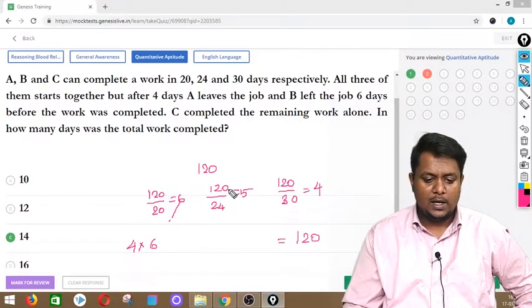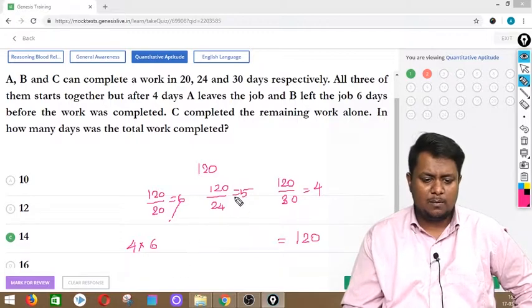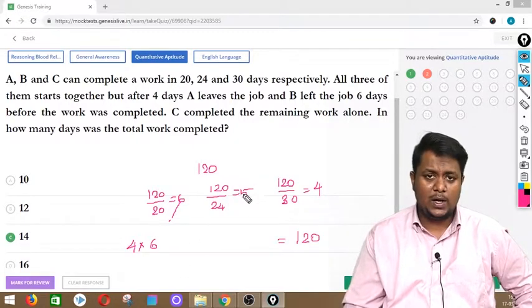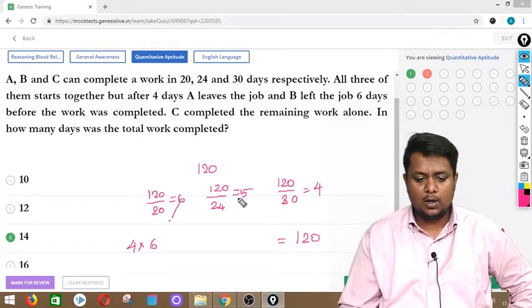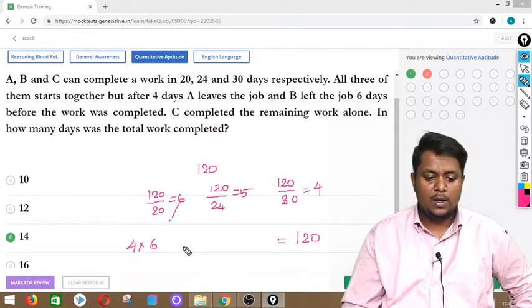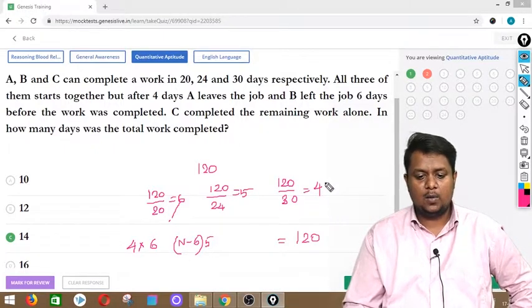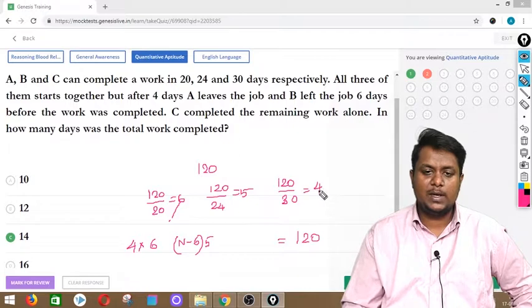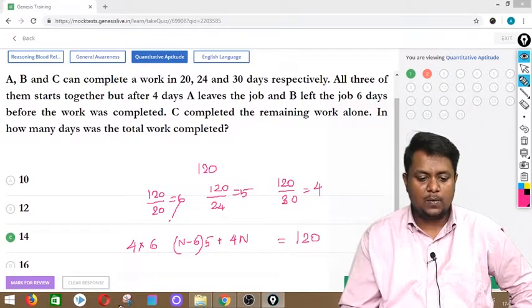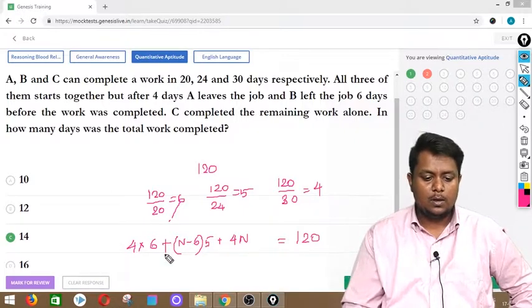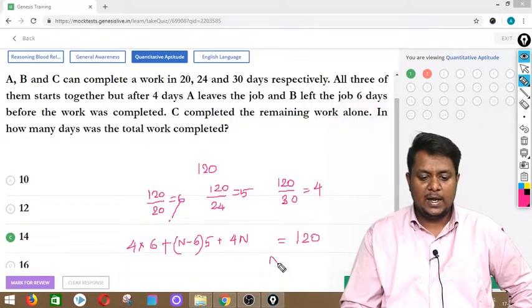And B is doing 5 units of work in 1 day. So he has worked for n minus 6 days, so n minus 6 into 5. And the number of units of work done by C is 4. He has worked for n days, so n into 4, 4n. Right. So when we add this, we get 120. By solving this, we will get n is equal to 14.